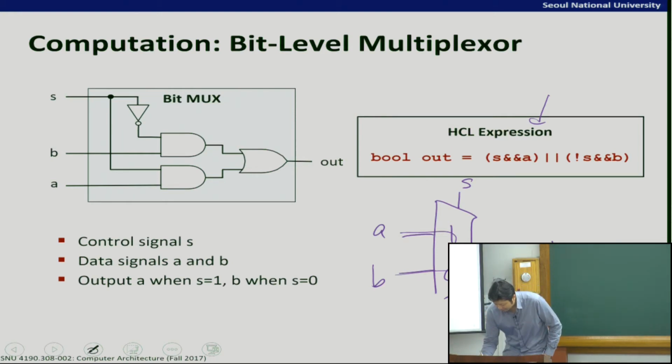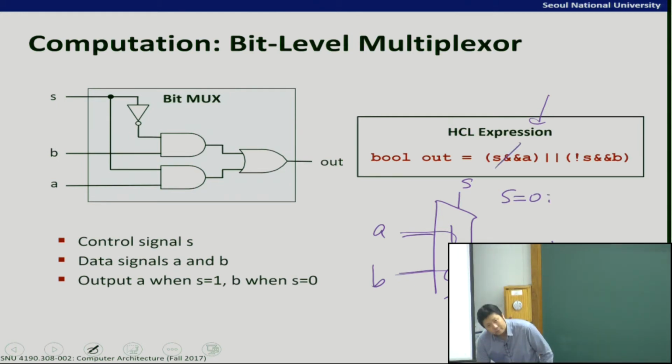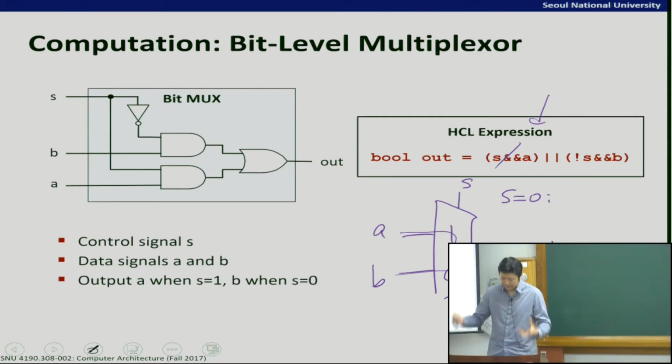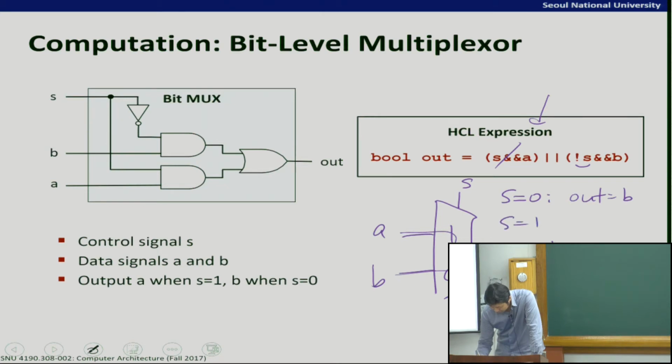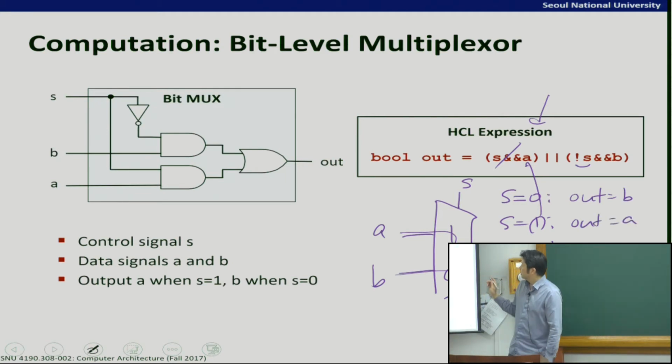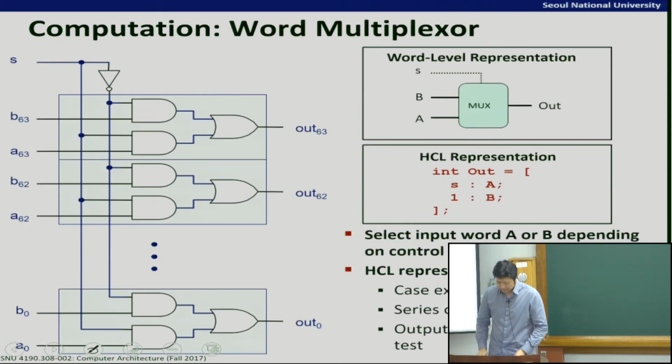For example, if S equals 0, let's say the selection signal is 0, then this term will go away, right? Because anything you AND with 0 will be 0, and this term will become 1, and only B will remain. If S is 0, the output will be B, right? If S equals 1, again, you can plug this value into the expression, then the output will be A. So we know that this expression is faithfully describing this multiplexer.